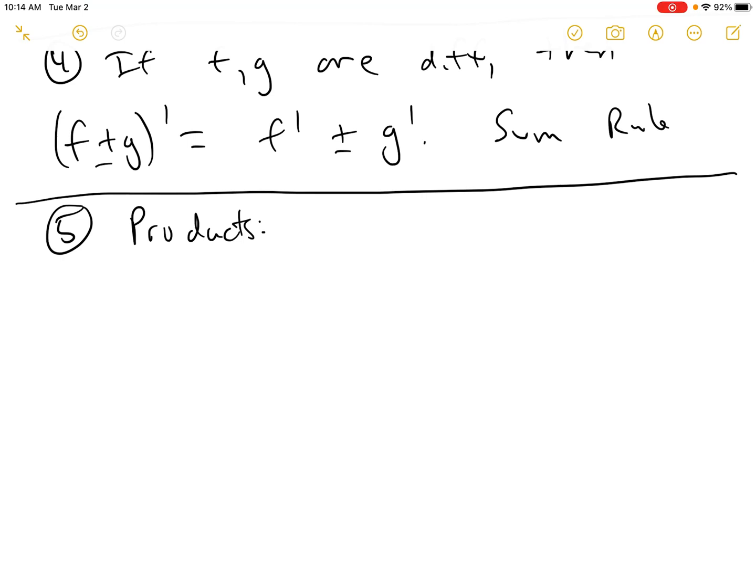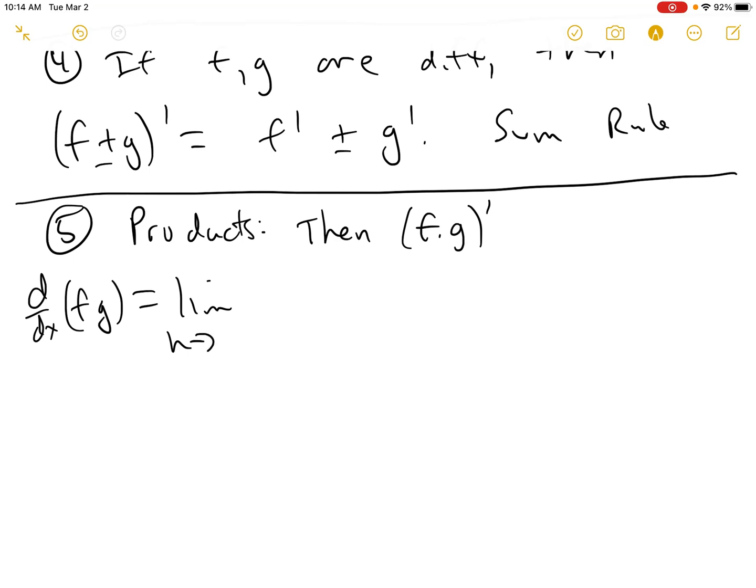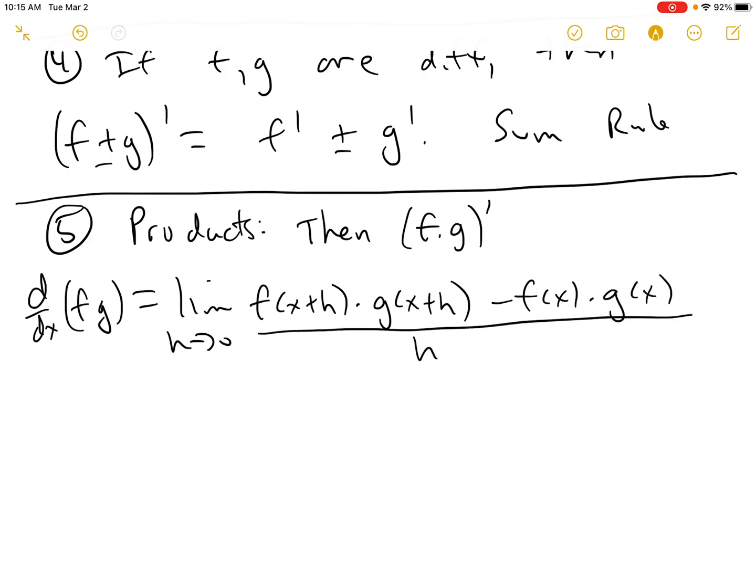Okay, so if f and g are differentiable, then we want to look at the derivative of f times g of x. Okay, and this is going to take some time here. So doing the proof, we take the limit as h goes to 0 of the product, so f of x plus h times g of x plus h minus f of x times g of x all over h.